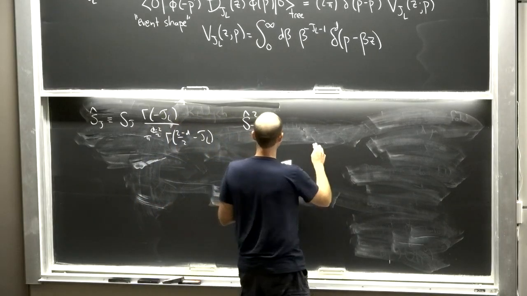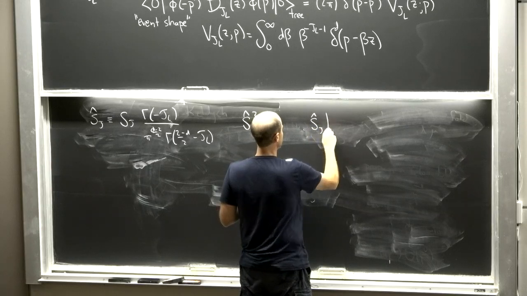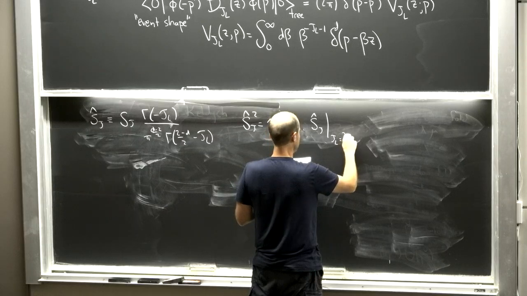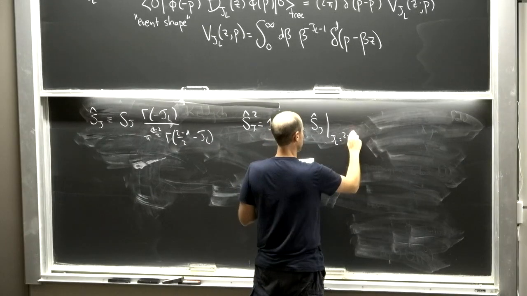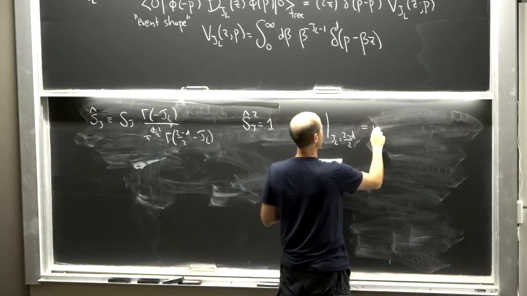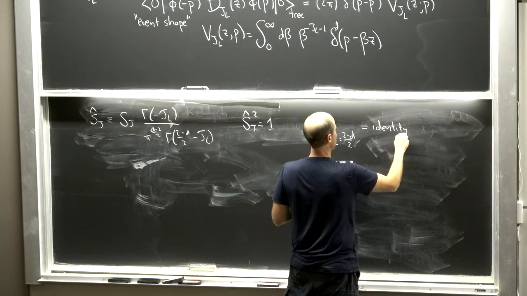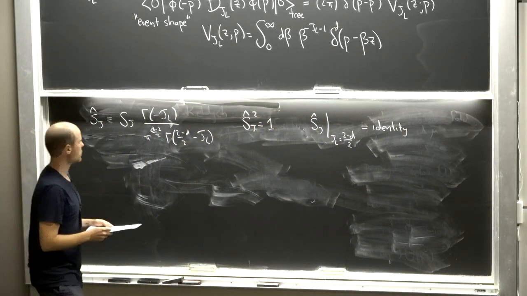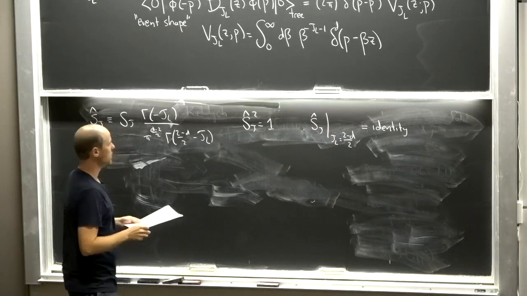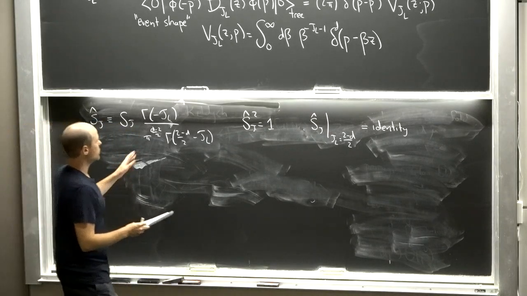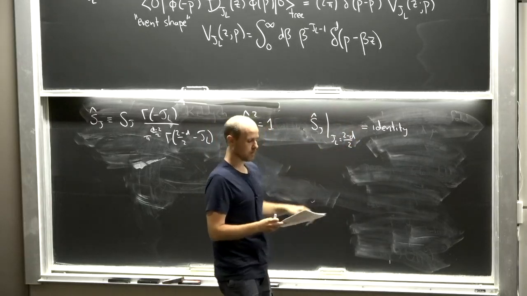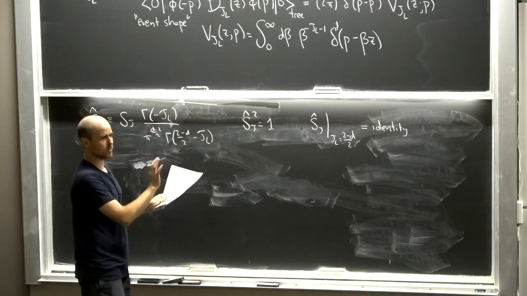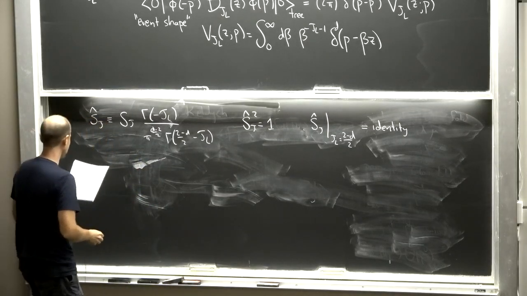And another important property is that S_j hat acting on something with J_L equals 2 minus d over 2, that's just the identity. As an operator, as an integral transform, it's the identity integral transform. So you can check these equations, and I encourage you to check them if you like. And this is just going to be useful. It will simplify the analysis a little bit.